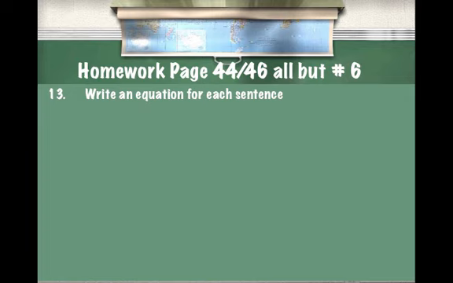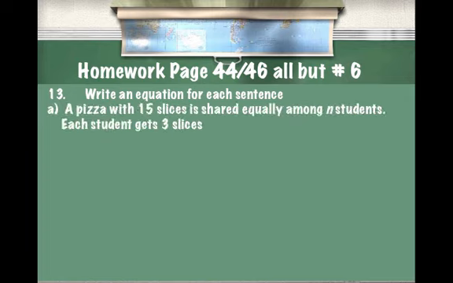Question 13. Write an equation for each sentence. A. A pizza with 15 slices is shared equally among n students. Each student gets 3 slices. So in this case, the total amount of pizza is 15. There are 3 slices per student, so therefore 3n equals 15.